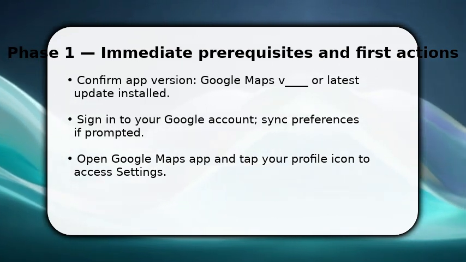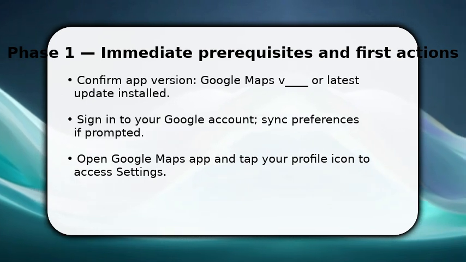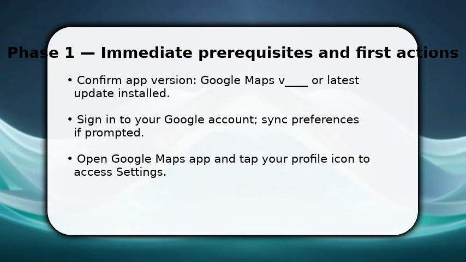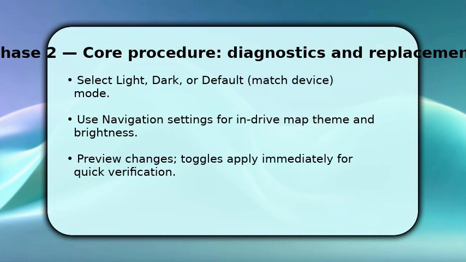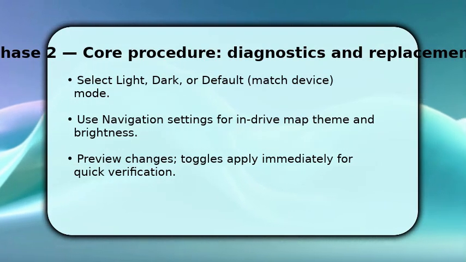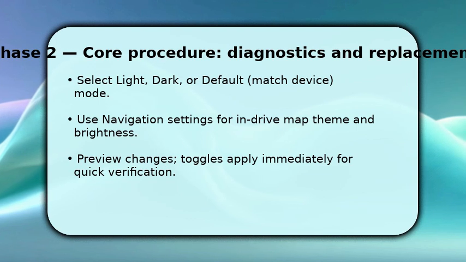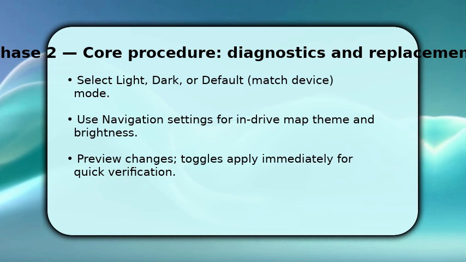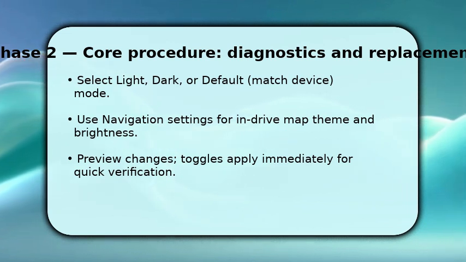Settings, right arrow, display/navigation, right arrow, theme. This gets you to the first actionable controls quickly, without extra steps. Now you decide how the map appears. You'll see options: light, dark, or default, which follows system theme. Choose one. For driving, open navigation settings to set a separate in-drive map theme and adjust night brightness.